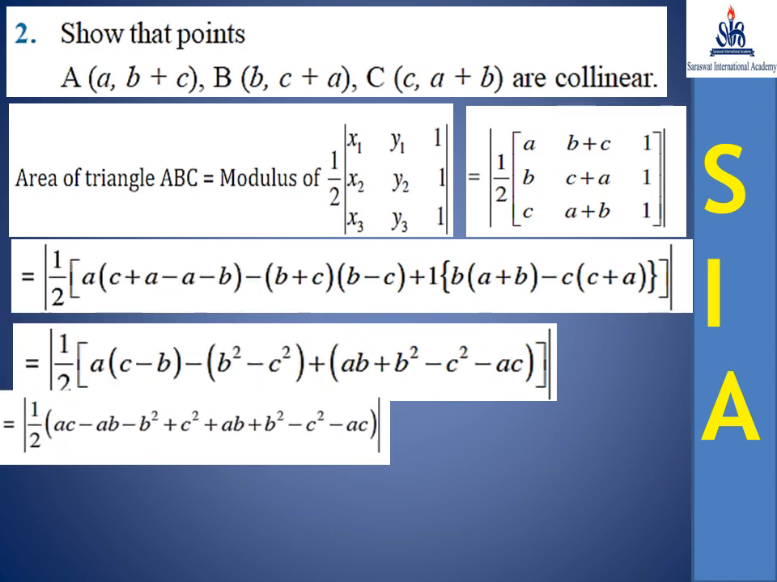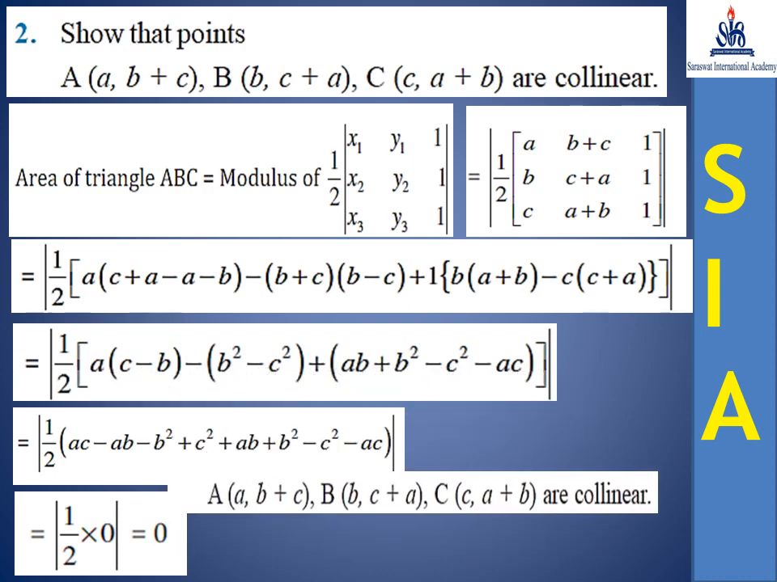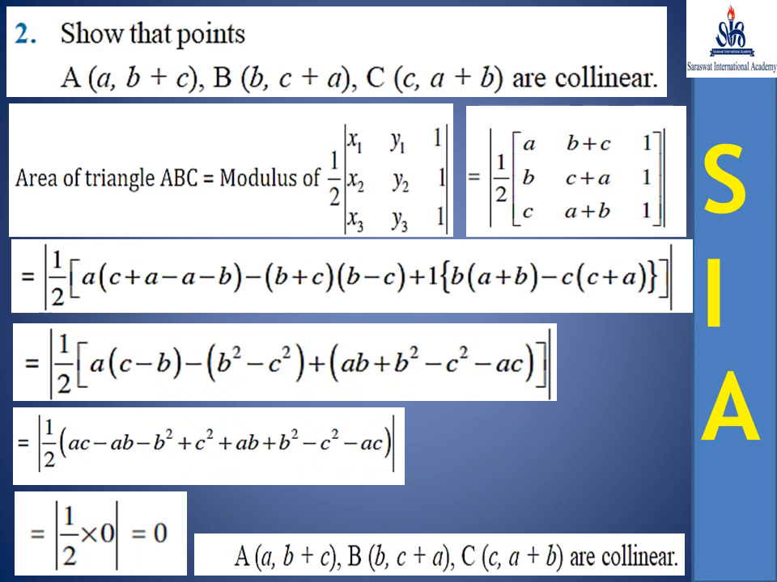If I expand it again, definitely my answer is 0. Yes students, the answer is 0. This answer 0 indicates the area of the triangle is 0. Area 0 means this triangle is not defined. Definitely ABC is collinear. Here I last show: so the given vertices A, B and C are collinear points.